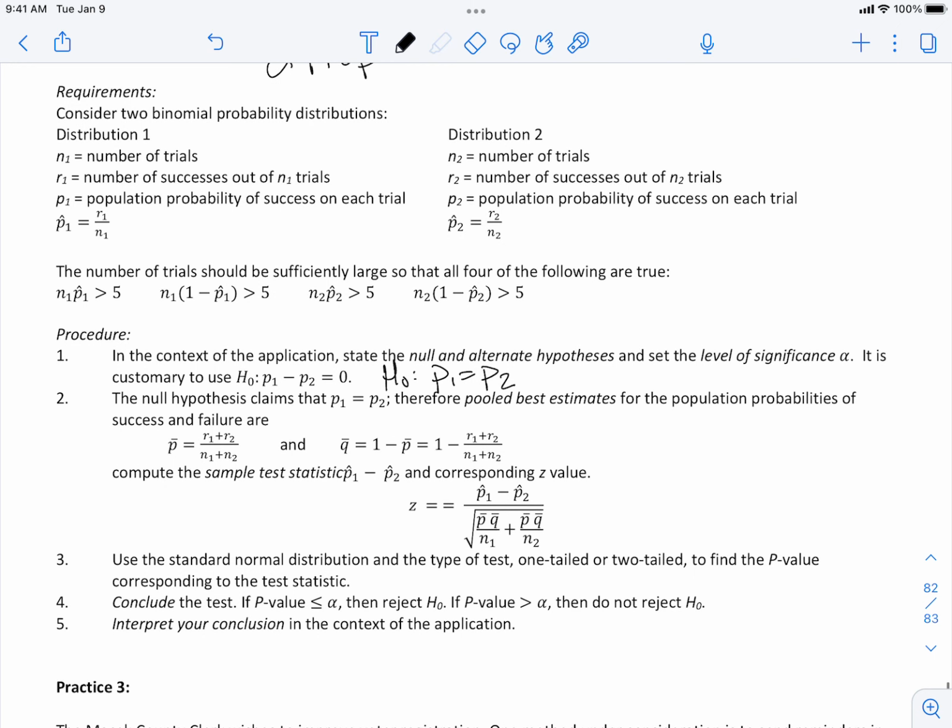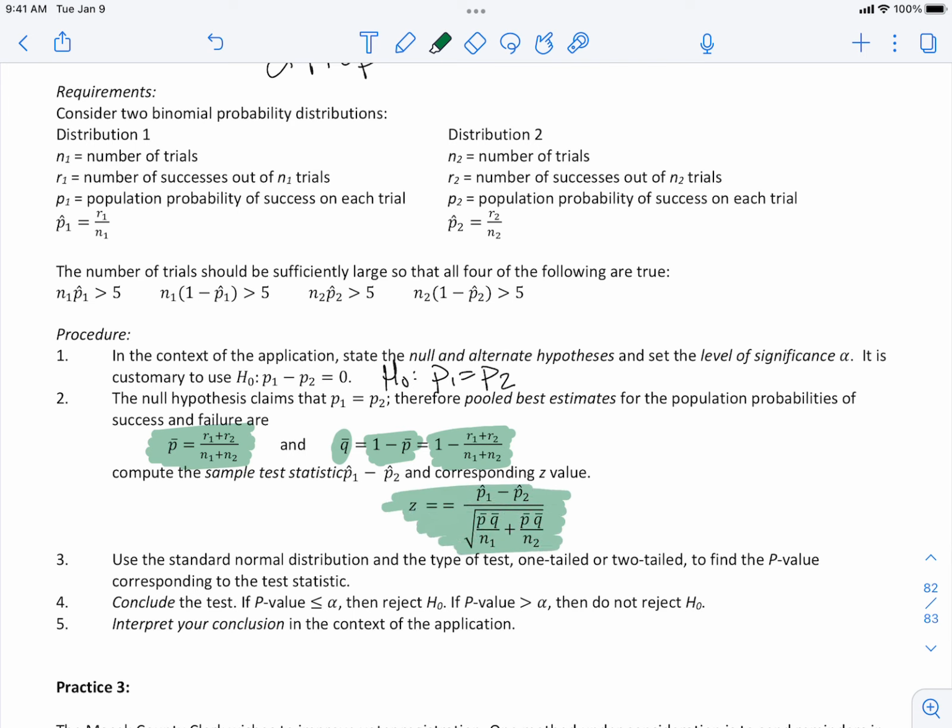Then they give us what's called a pooled best estimate for the population probabilities of success and failure. So we have this formula for P bar. It's R1 plus R2 divided by N1 plus N2. And then our Q bar is 1 minus P bar, or 1 minus R1 plus R2 divided by N1 plus N2. You use the P bar and Q bar to get the formula for the z-test statistic, and that's right here.